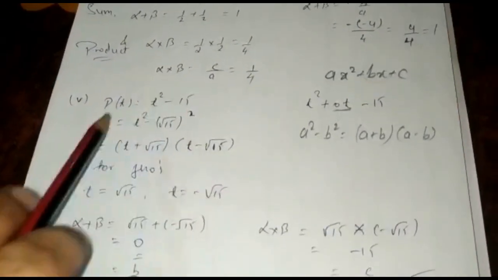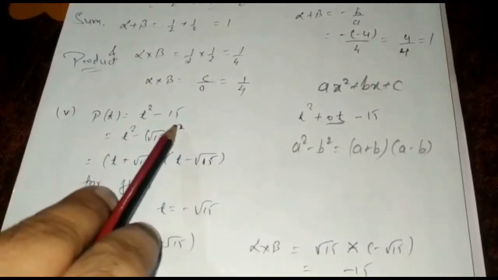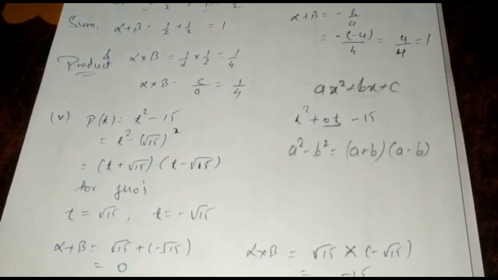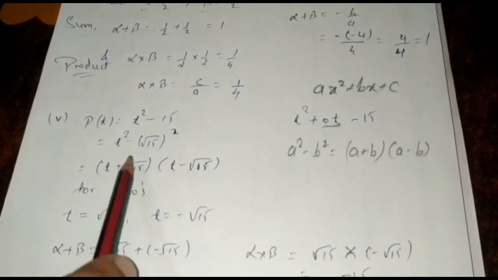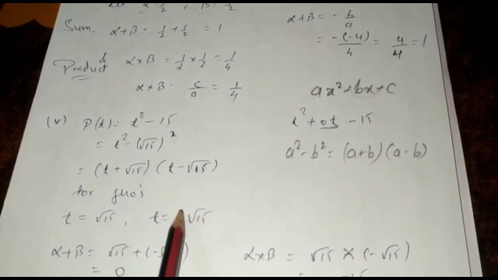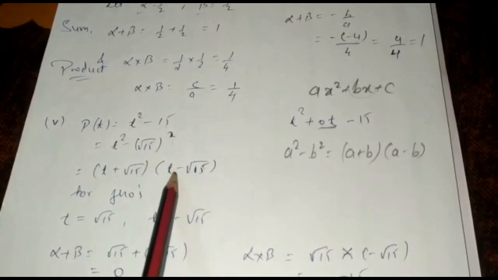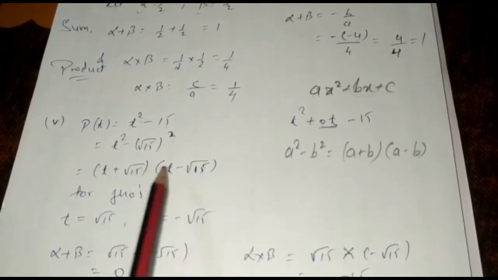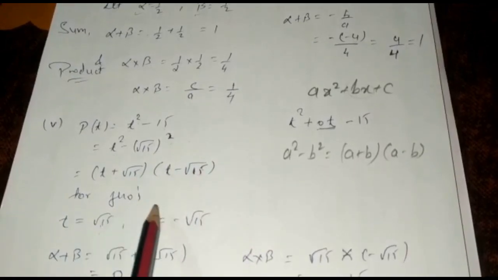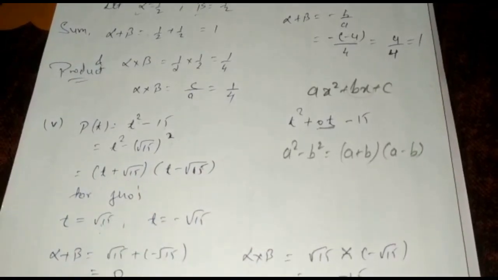Can we write 15 as root 15 the whole square? The square root cancels. It will become again t square minus 15. So a square minus b square will be equal to (a plus b)(a minus b). For zeros, this will be equal to 0, and this also becomes 0. So when this will be equal to 0, t will be equal to root 15, and here t will be equal to minus root 15.